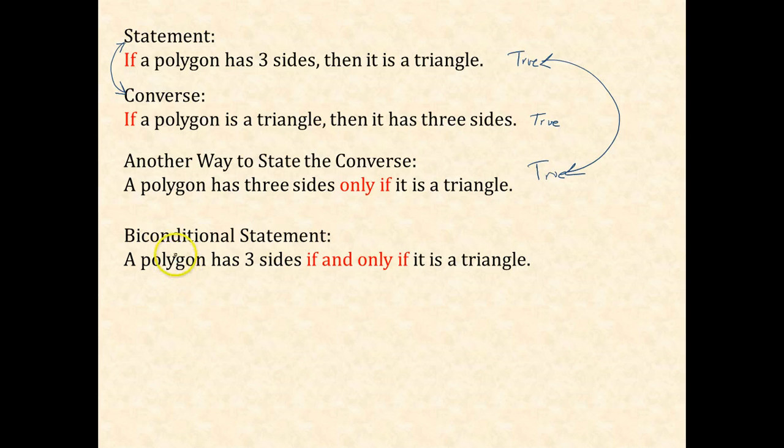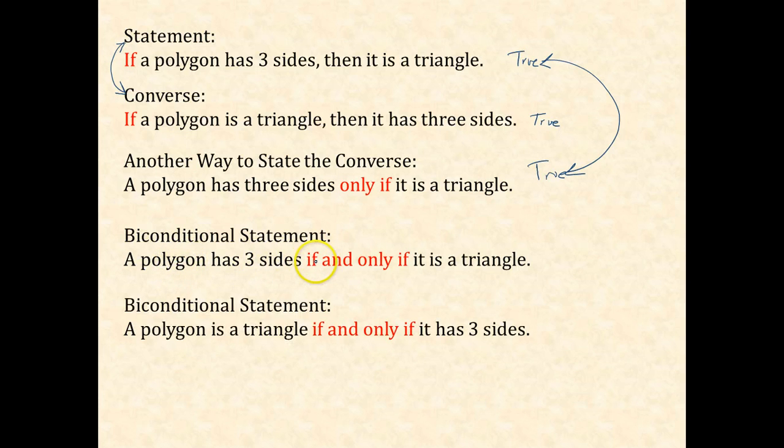So, does it matter which one you write first? A polygon has three sides if and only if it's a triangle? Or a polygon is a triangle if and only if it has three sides? It doesn't matter which way you write it because it works in both directions. The symbol we use is P if and only if Q, the arrow going in both directions. It means P implies Q, but Q also implies P.